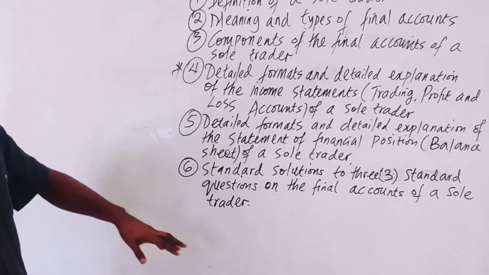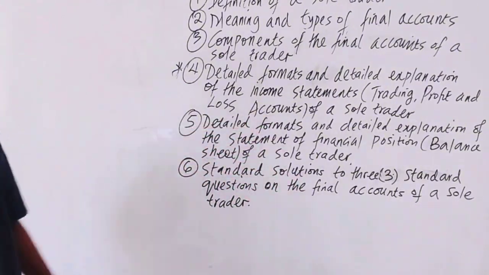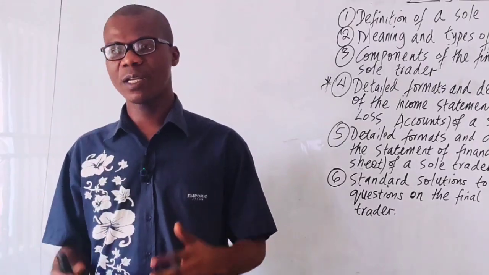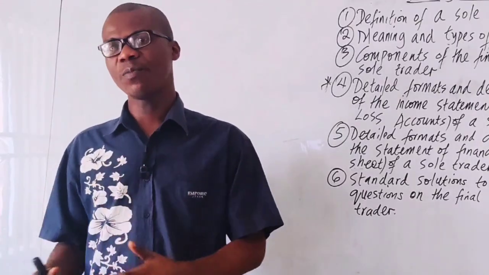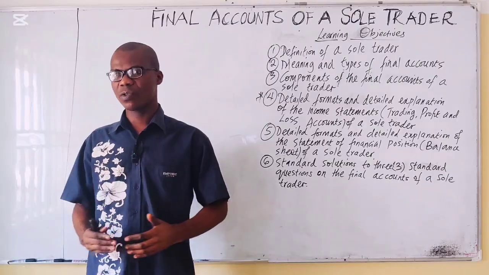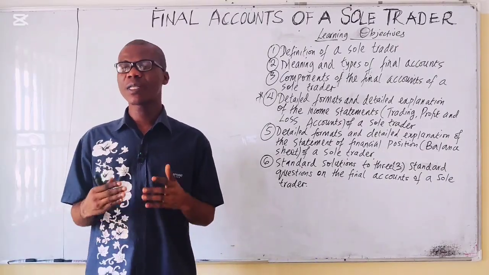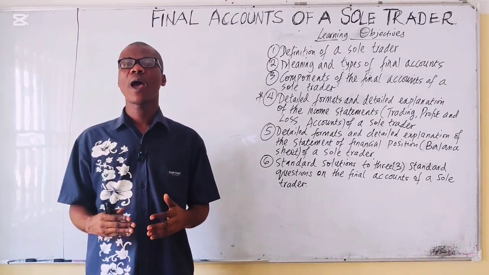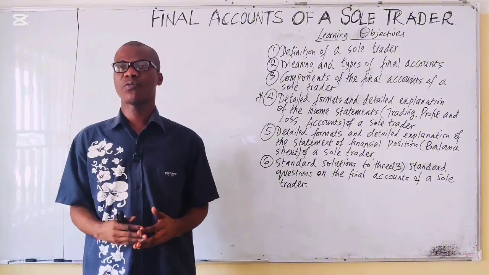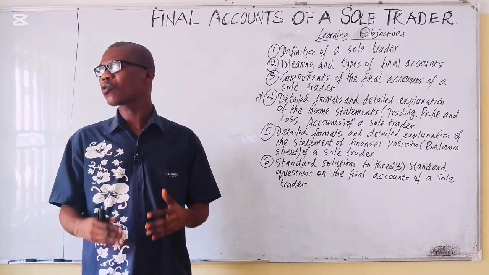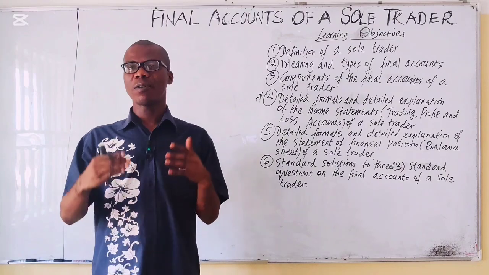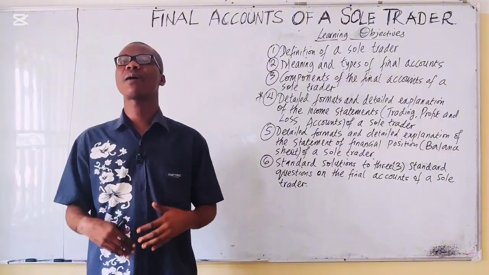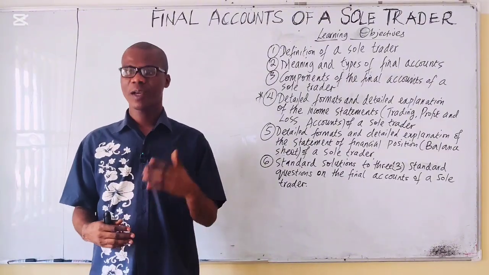Then 6, we will take standard solutions to 3 standard questions on the final account of a sole trader. We are going to take 3 questions. We will start from simple to complex, and the questions are going to be detailed with explanation, and the formats too are also going to be detailed with explanation. The fact that they are going to be detailed doesn't mean that they are going to be boring, but they are going to be detailed so that you can understand it and you too can become a champion in accounting.